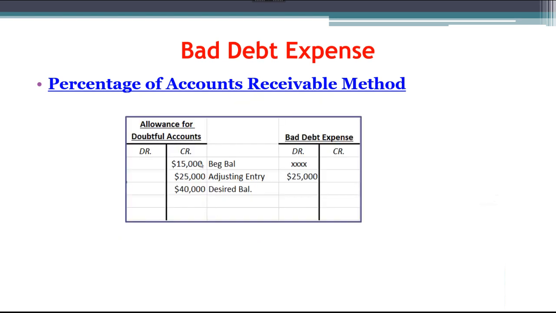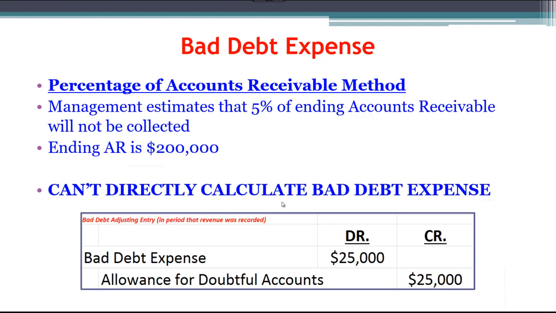So let's say in this case, from last period we had a $15,000 beginning balance. We want to get it to $40,000. That's what we just calculated. To do that, we have to have an adjusting entry of $25,000. That's where we get the journal entry amount from under this method. So again, we put that $25,000 in as the journal entry.